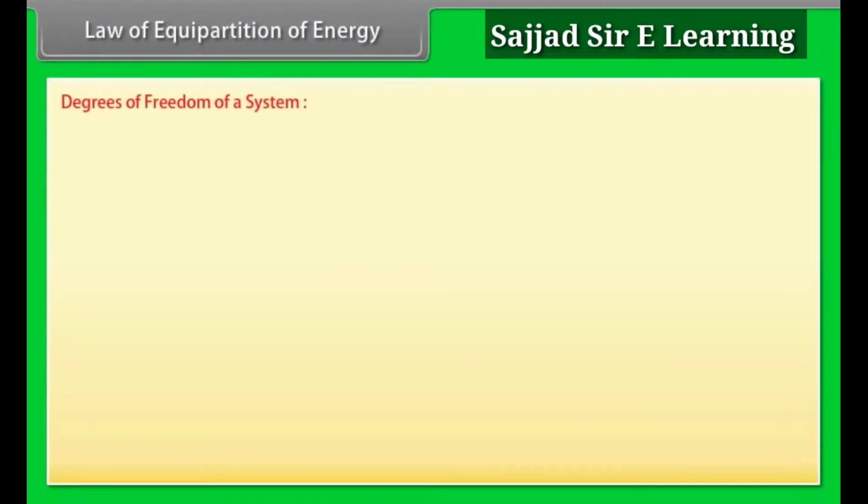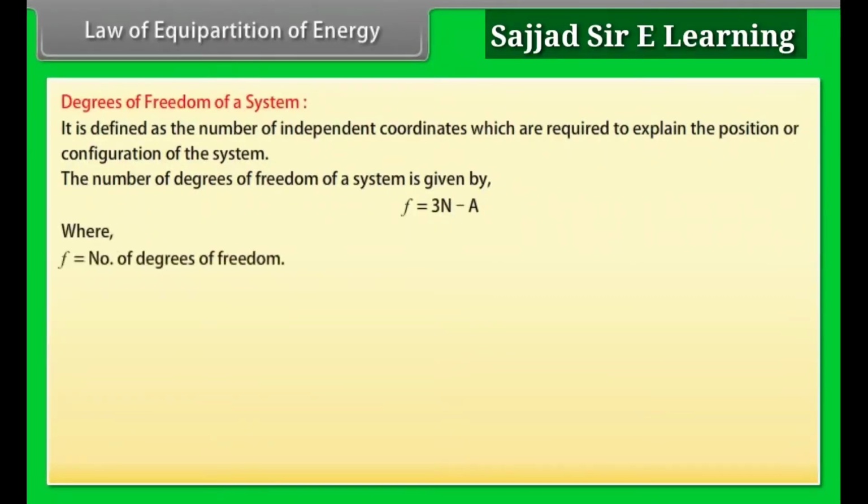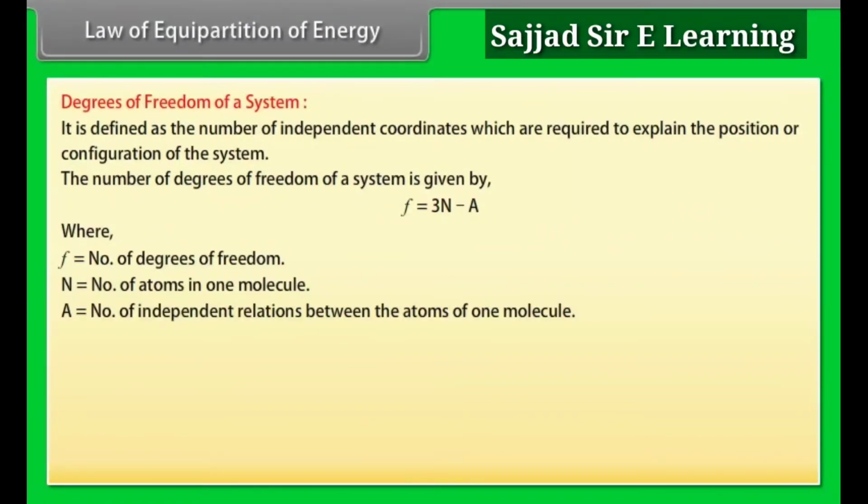Degree of freedom of a system. It is defined as the number of independent coordinates which are required to explain the position or configuration of the system. The number of degrees of freedom of a system is given by f = 3n - A, where f = number of degrees of freedom, n = number of atoms in one molecule, A = number of independent relations between the atoms of one molecule.